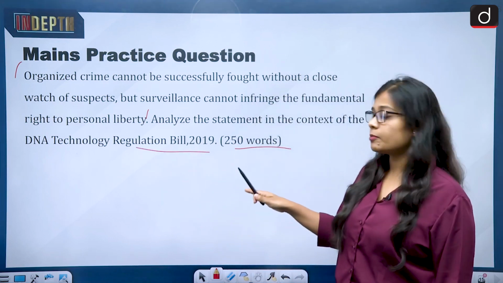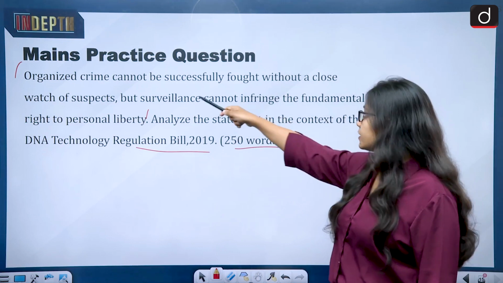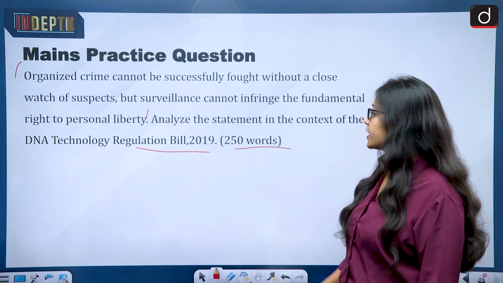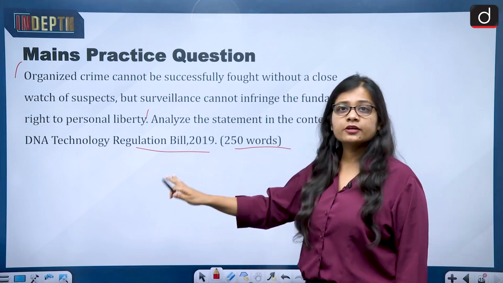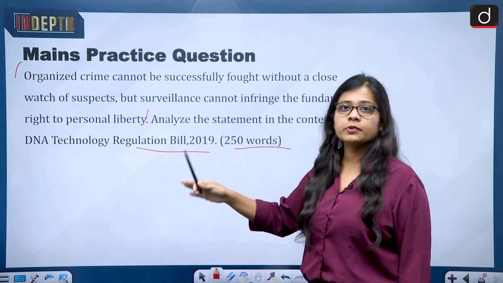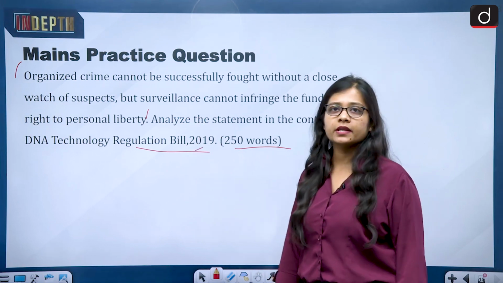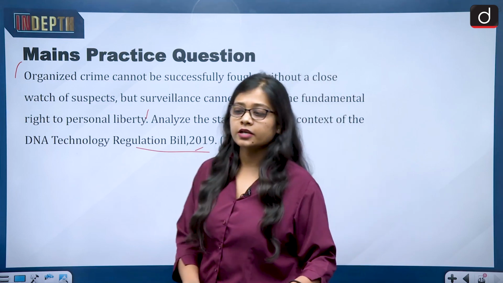First of all, write about the statement. What do you understand of the statement firstly? Then talk about the DNA Technology Regulation Bill. Then talk about how crime can be stopped and what role the regulation bill can play in it. And in the end, a conclusion.